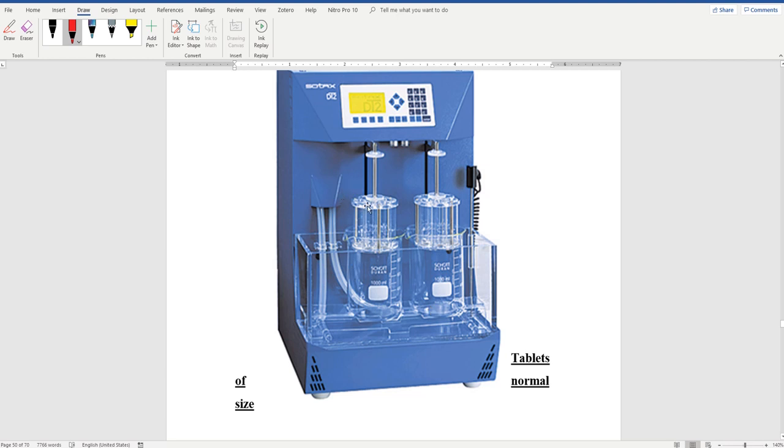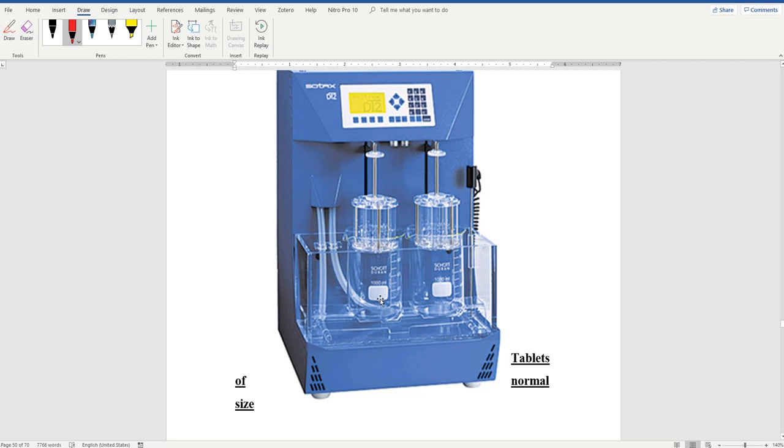and you will add a tablet in each tube. So there are 6 tubes. You will add 1 tablet, and then you will start the machine. When you start the machine, this goes down, descends and goes up, descends and goes up.